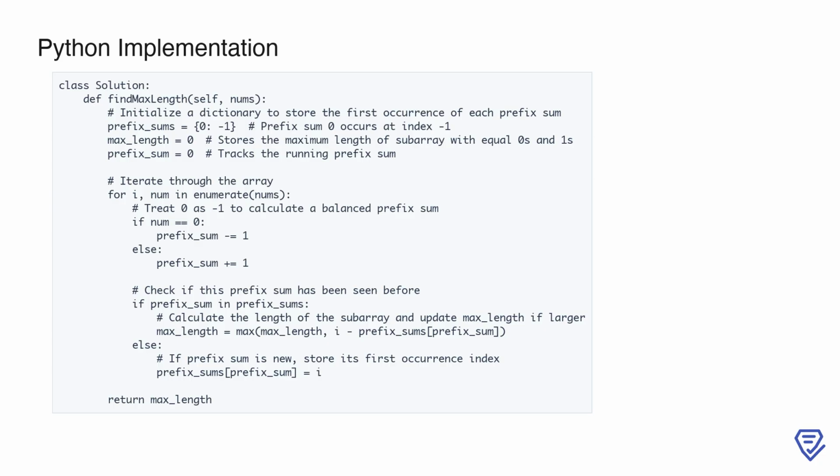We update max_length if this new length is greater. If the prefix sum is new, we record its index in the dictionary. By the end of the iteration, max_length contains the length of the longest balanced subarray. This approach ensures that the solution is both time efficient, as it processes the array in a single pass, and space efficient, with the dictionary storing only unique prefix sums.